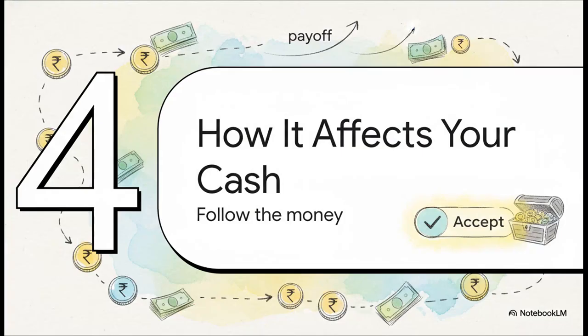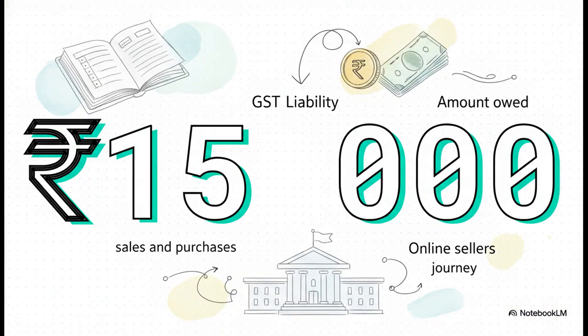Okay, so we've been talking a lot about the process. But what does this all mean for your wallet, for your actual cash flow? Let's follow the money now that you've clicked Accept. Let's check back in with Rahul Traders. So after they do all their calculations, let's say their total GST liability for the month is 15,000 rupees. So that's the bill they have to pay to the government for the month.